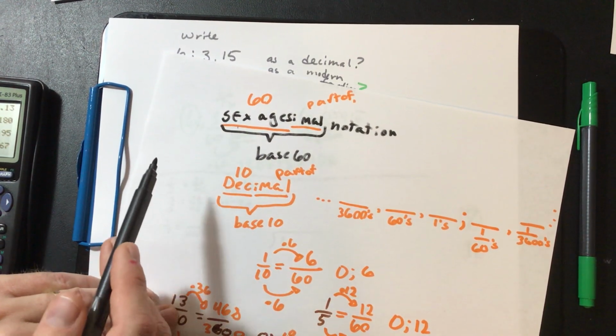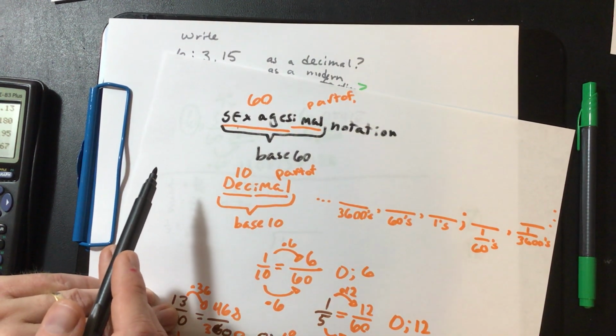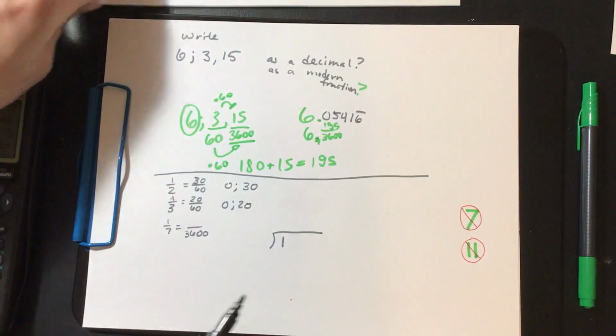2, 3, 4, 5, 6, 10, 12, 15, 20, 30. And so some people think that's why they did that.